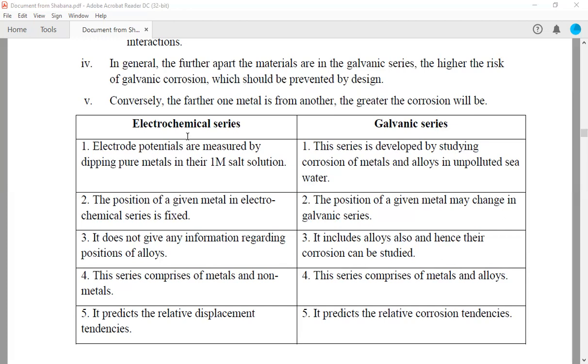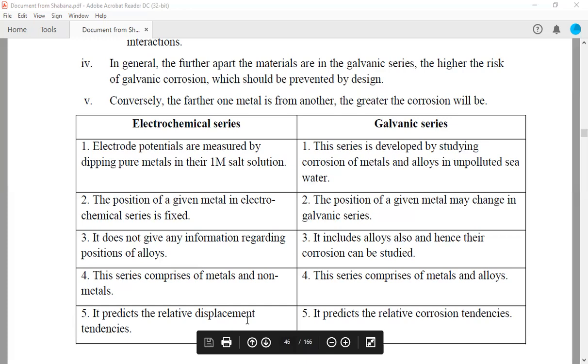And coming to the relative displacement tendency, the electrochemical series predicts the relative displacement tendency.